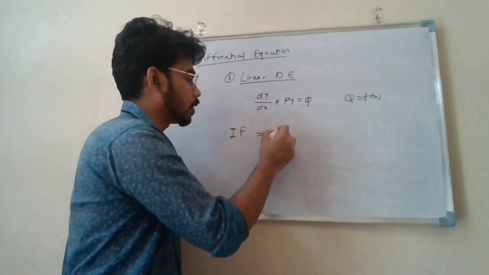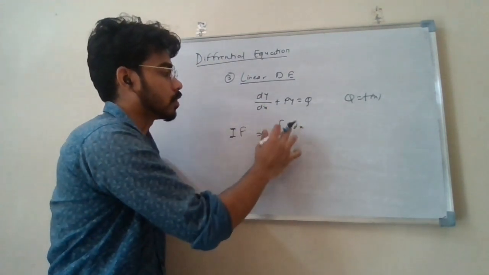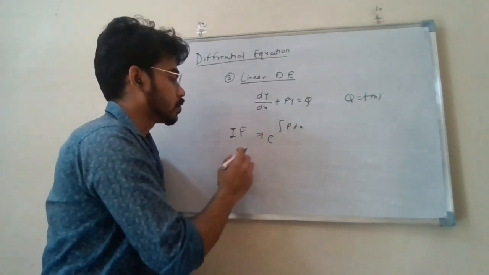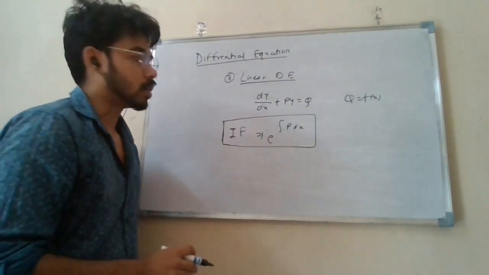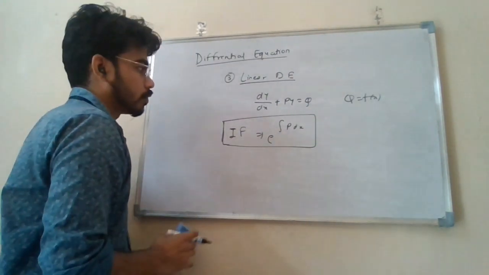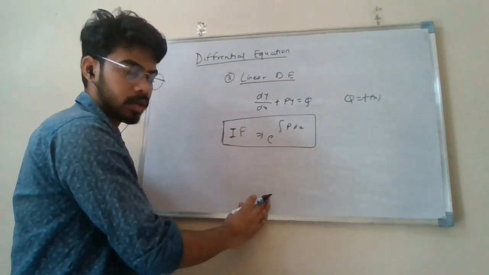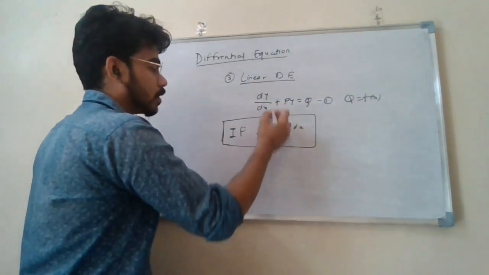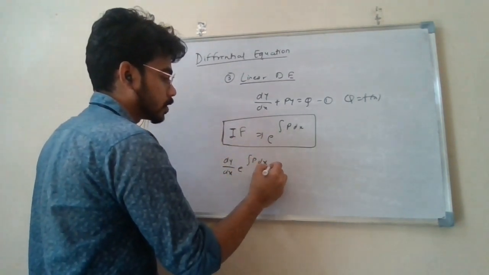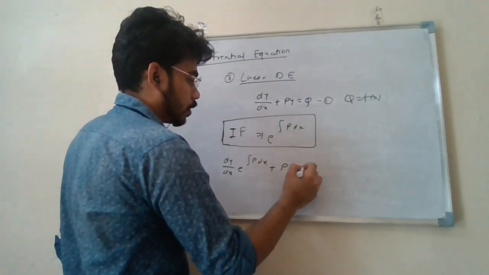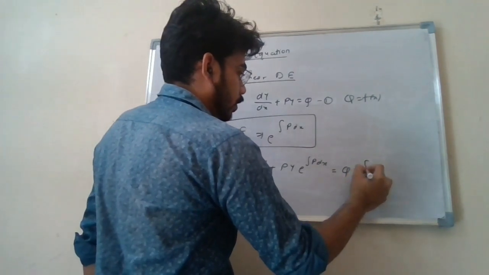The value is e to the power integration of p dx, because here p is a function of x, that's why p dx. So this is my value of the integrating factor. And my solution is written as, let's do that proof. So this is my integrating factor. Let's multiply throughout the equation with the integrating factor. So what will we get? dy by dx e to the power integration of p dx plus py e to the power integration of p dx is equal to q e to the power integration of p dx.